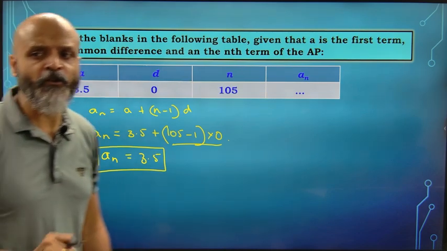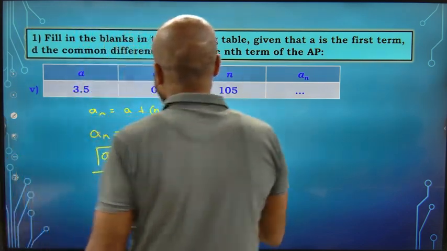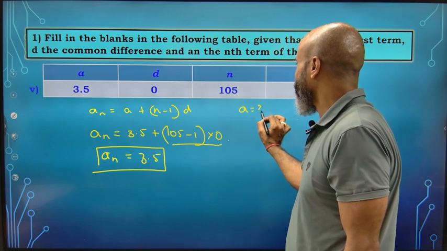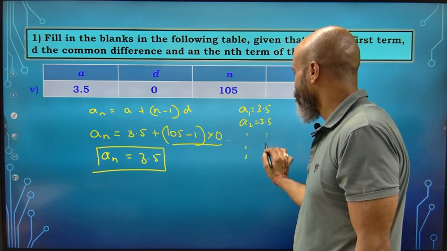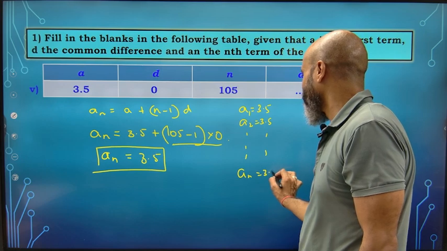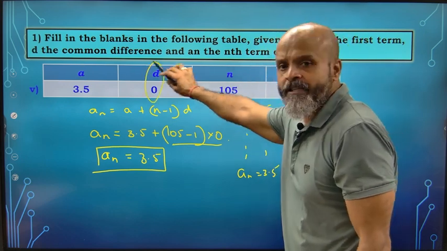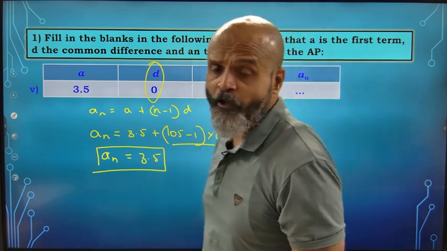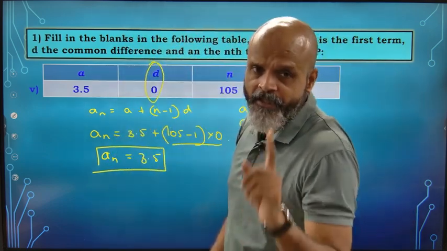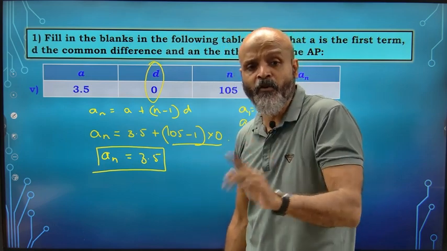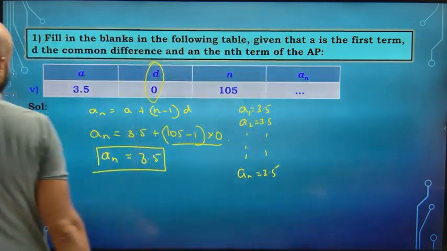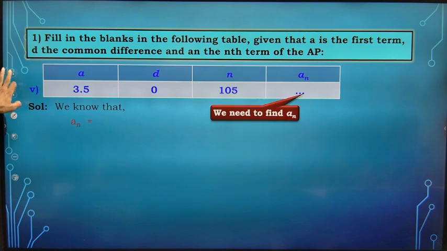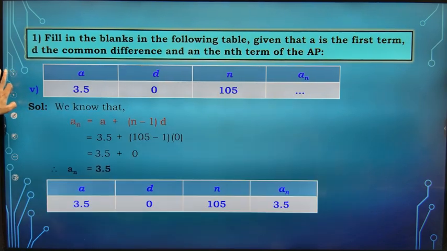How is this series going to look like? First term of this series will be 3.5. Second term of the series will also be 3.5, and so on and so forth. Nth term will also be 3.5 because d is 0. So all terms are going to be equal. In any arithmetic progression, if the common difference happens to be 0, then all terms are equal. So an is equal to a plus n minus 1 into d. In this case, all terms are going to be 3.5 only.